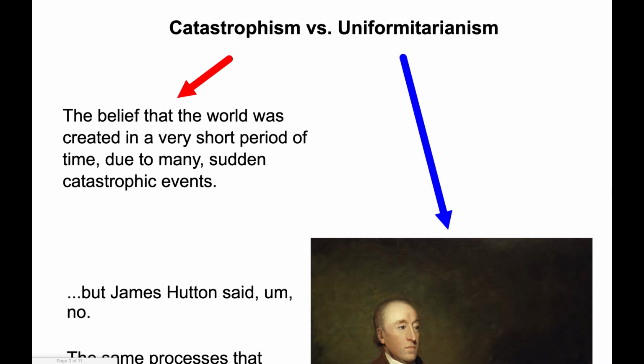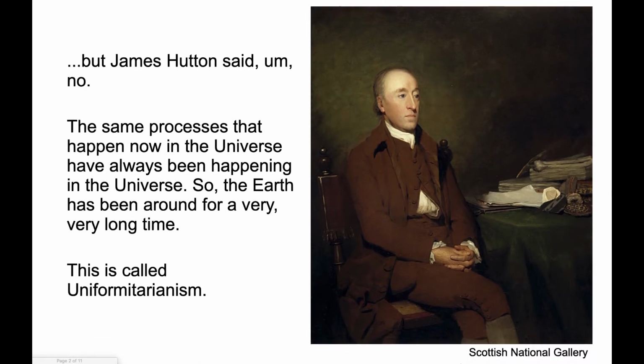The other theory is called uniformitarianism. Somebody named James Hutton disagreed with catastrophism, and he said the same processes that govern how the universe works now and how the Earth works now have always been the same. Therefore, the Earth must have been around for a very, very long time, undergoing very slow, gradual processes. That's uniformitarianism, and it's true.